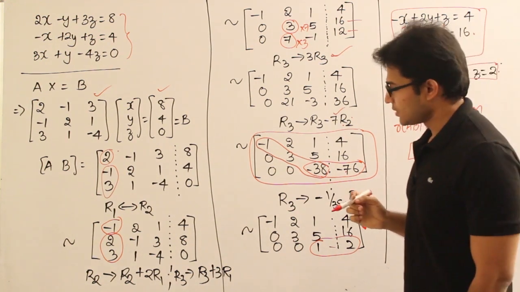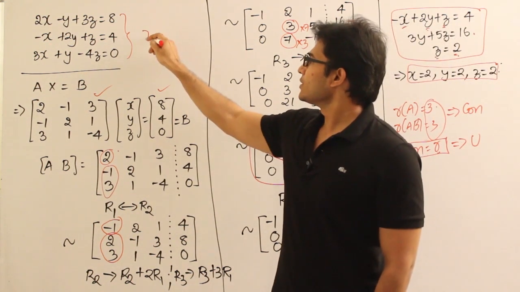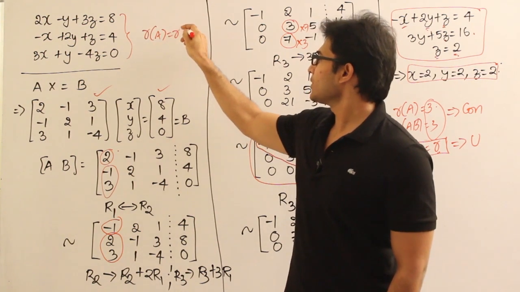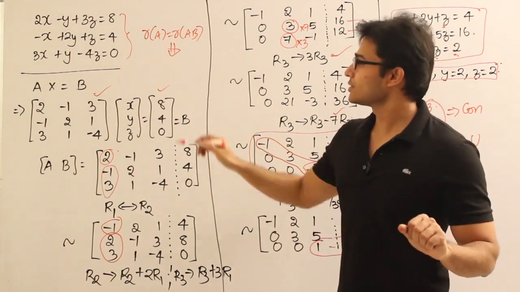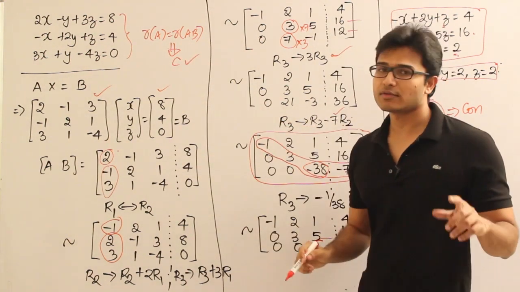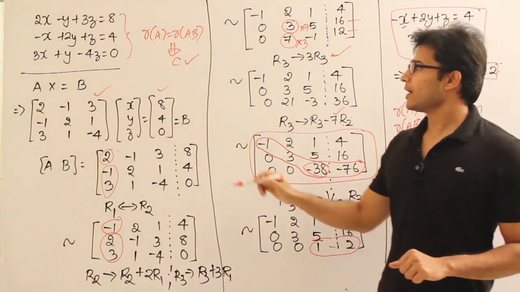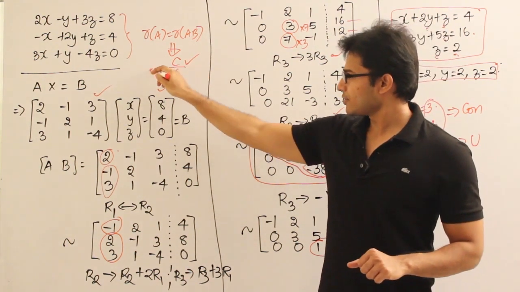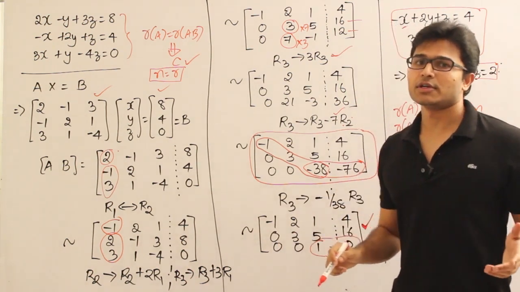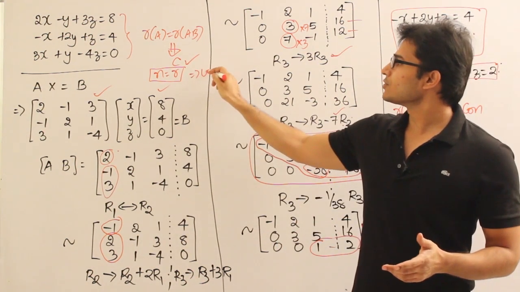Observe this. In this one, we observe that rank of A is equal to rank of AB, and the first thing that they will ask you is, is it consistent? Yes, the system of equations is consistent. And the second is, number of unknowns is equal to the rank of the matrix. Therefore, what can we say about it? There exists a unique solution.